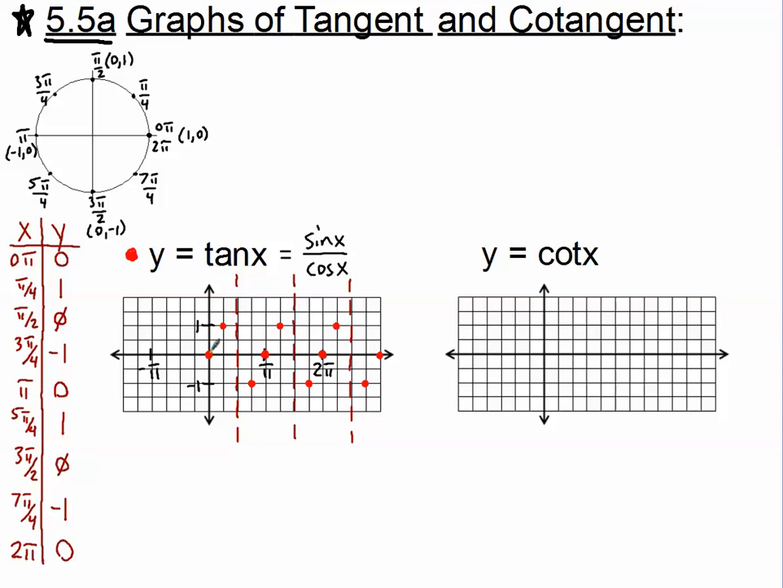This is a 1 and then a 0, so this must be a negative 1. And then we have a vertical asymptote. And then we're back to a 1 and a 0 and a negative 1, and our final vertical asymptote.